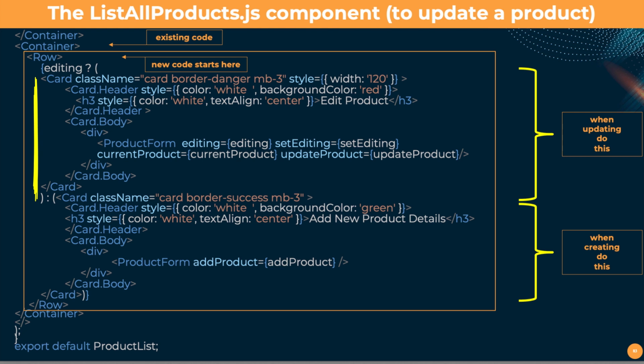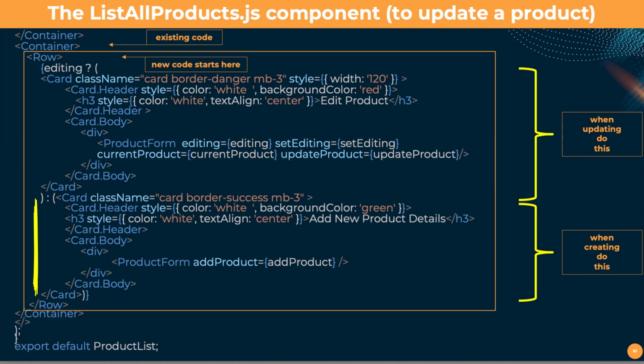So if we're in editing mode, we want to display the product form, and we're actually saying in here that we want the current product. So we're saying to the product form, here's some parameters that I'm passing in, like editing, set editing, the current product, and update product, and it will display then the current product.